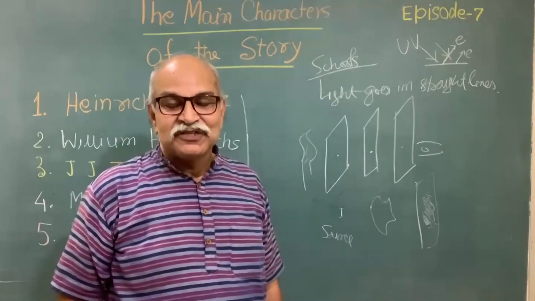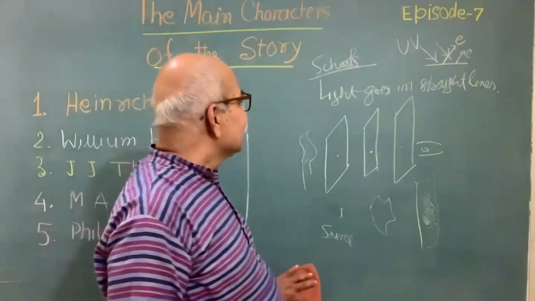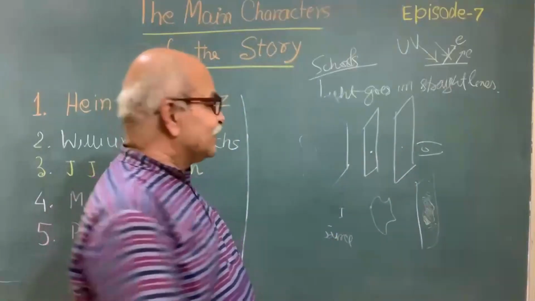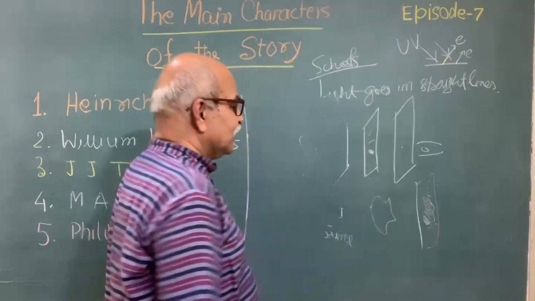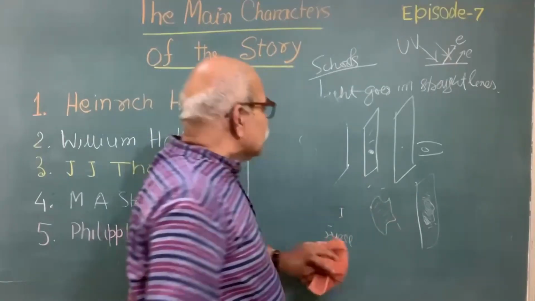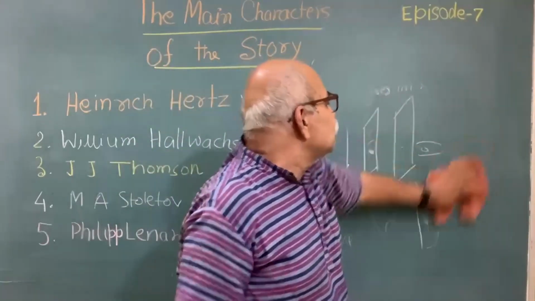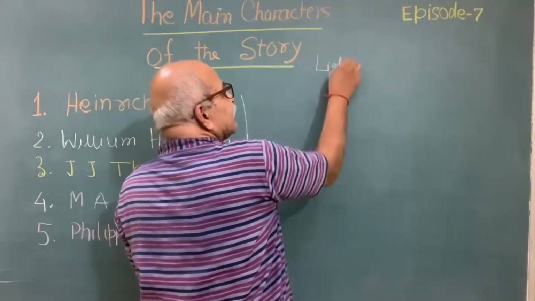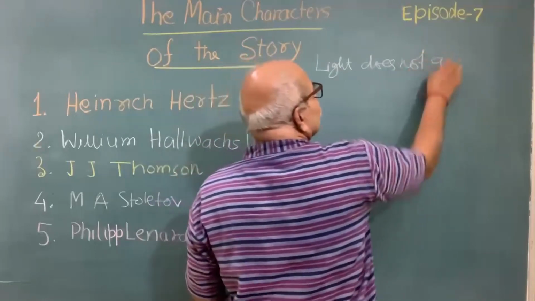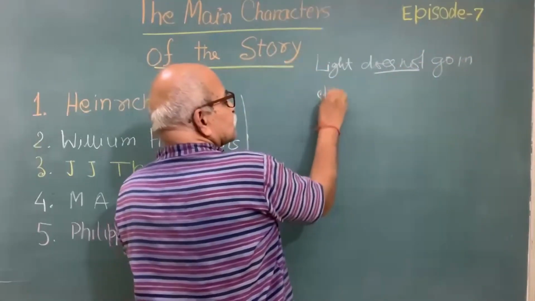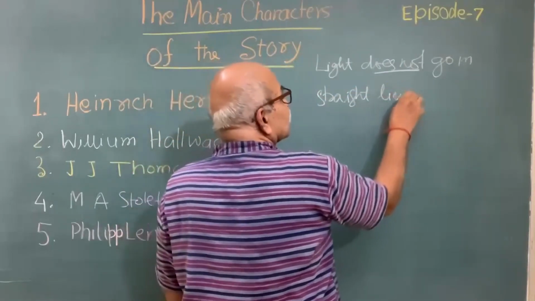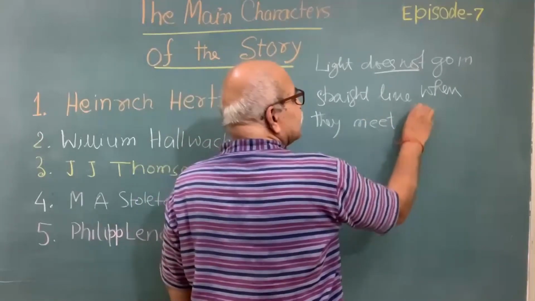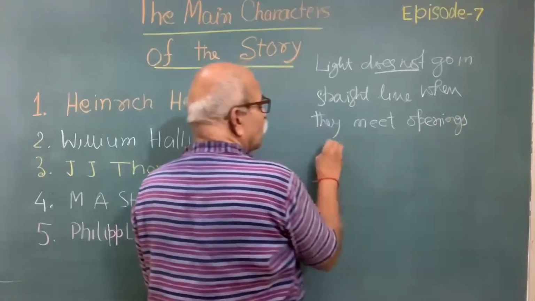But when we come to college, what we are taught is that light does not go in straight lines if there are obstacles like this or openings like this. Here it is an opening, the rest is all open, and this is a small opening. Here the rest is all open, and here you have some obstacle. So what we are told in college, once we come to class 12 or college, is that light does not go in straight lines when they meet openings or obstacles.